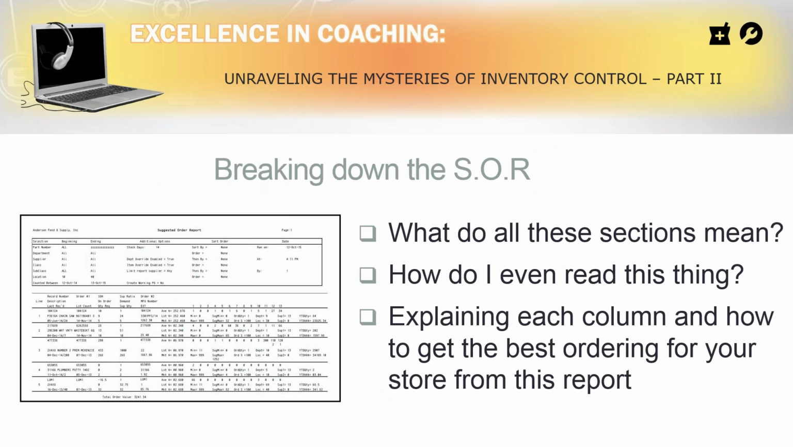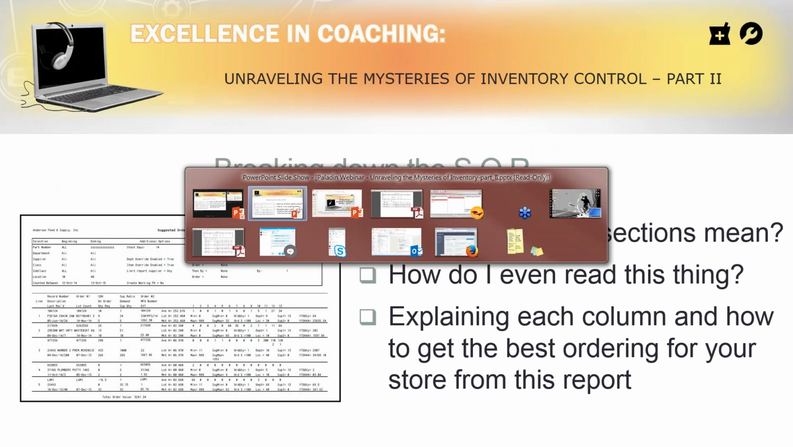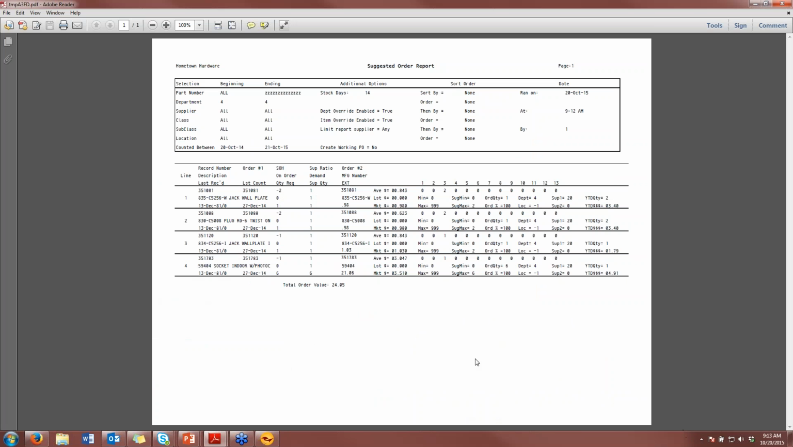All right, so breaking down the SOR. I'm going to go through what all these sections mean, how do you even read this report, and we're going to explain each column and how to get the best ordering for your store from this report. Okay, so we're going to go back to the SOR. Okay, here's the standard SOR. There's a few different things that I'm going to point out, okay, that we're going to go through. Some of this is fairly self-explanatory, others not as much.